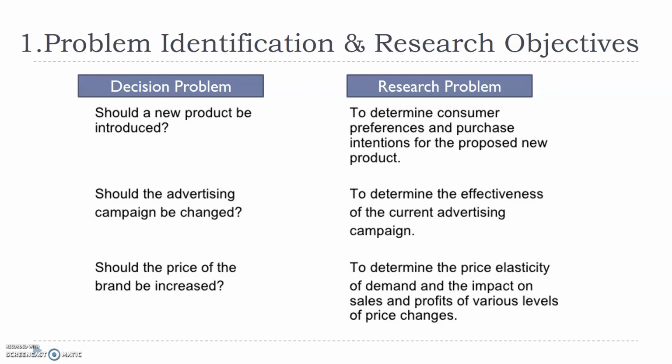So a research problem is formed in such a way that I'll be able to collect some information from the market. In the first question, which asks should a new product be introduced, how have you converted that to a research problem? To determine consumer preferences for that kind of product, right? So you can conduct conjoint analysis to understand the consumer preferences, or maybe a preference mapping we can do.